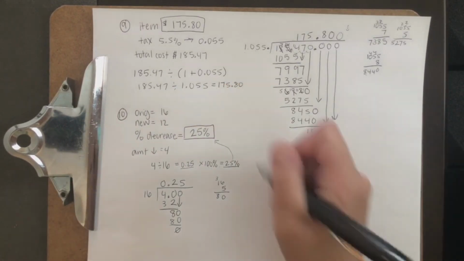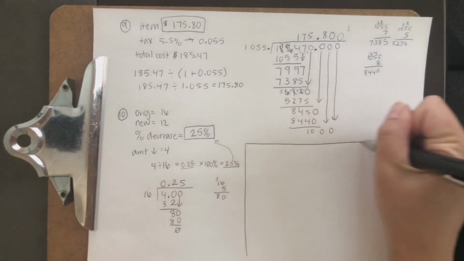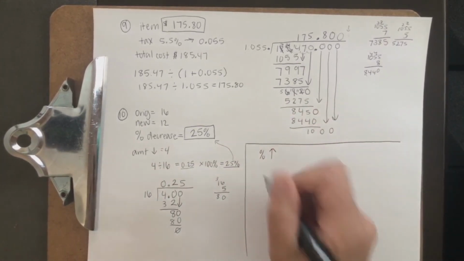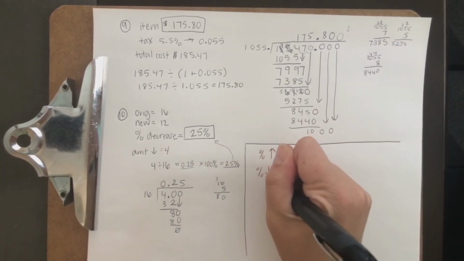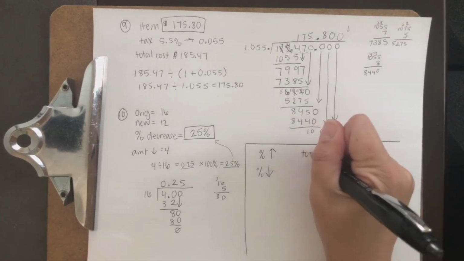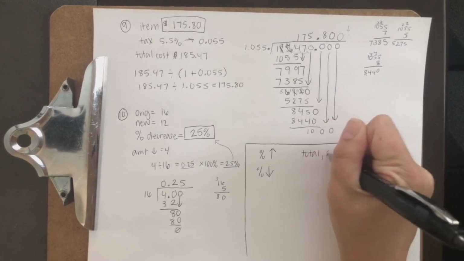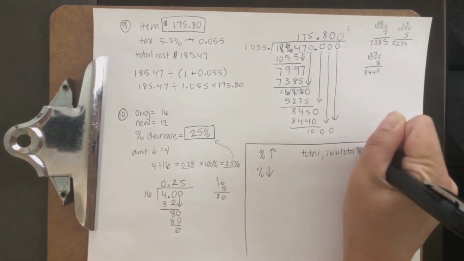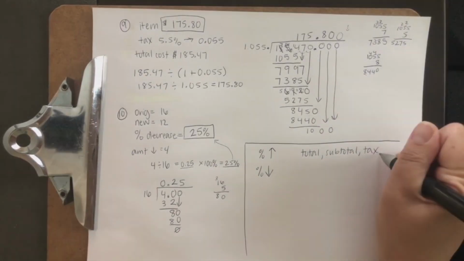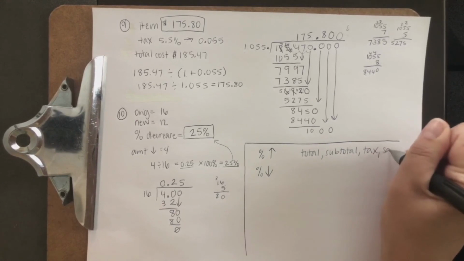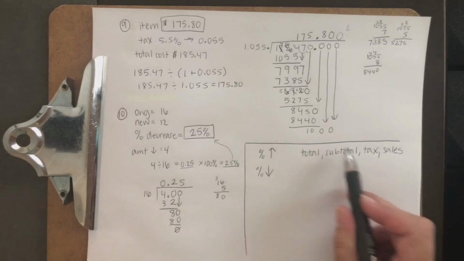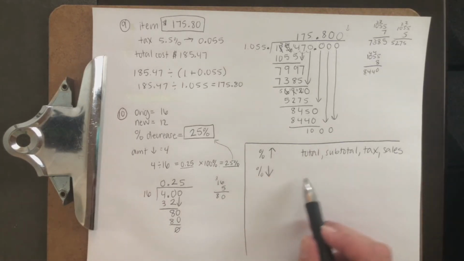So what are some of the things that you should know after completing this assignment? Percent increase, percent decrease, total, subtotal, and tax calculations, how to get those. Also, sales price. So if you're looking for what do I need to know from this lesson, what do I need to study, it's these kinds of things.